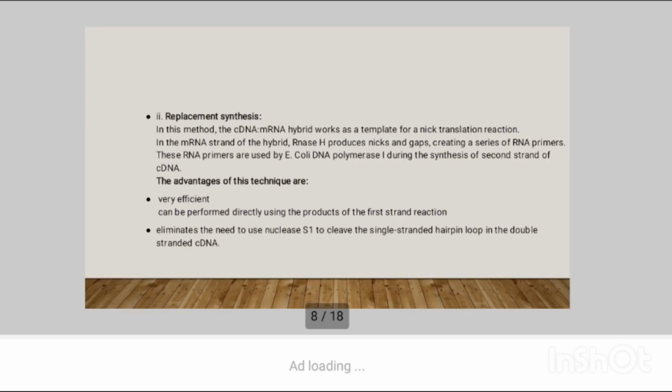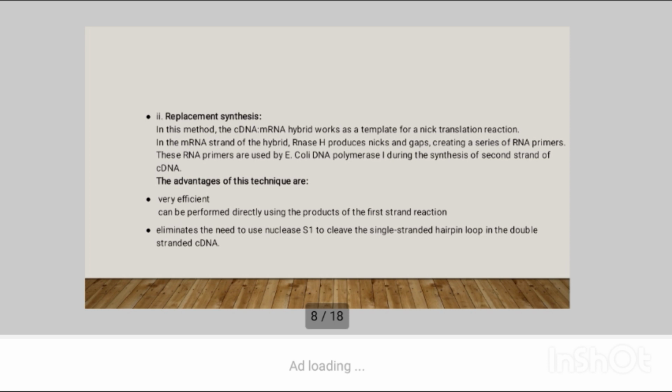Then let's see about replacement synthesis. In this method, a cDNA-mRNA hybrid works as a template for a nick translation reaction. In the mRNA strand of the hybrid, RNase H produces nicks and gaps, creating a series of RNA primers.